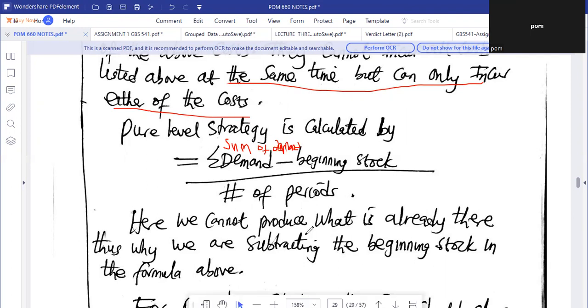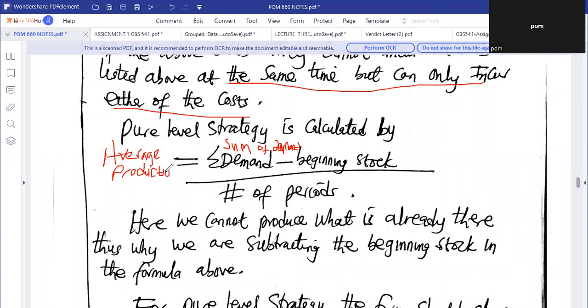Here we cannot produce what is already there. That's why we're subtracting the beginning stock. So we want to find the average production. So this is finding the average production. Okay, so this is how to find the average production. The formula is given by this one: summation of demand minus beginning stock over number of periods.